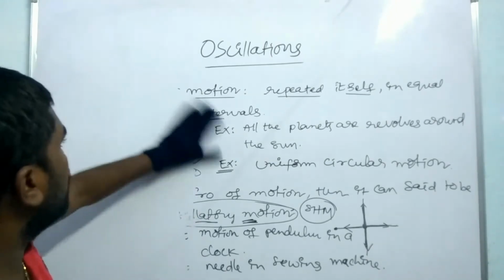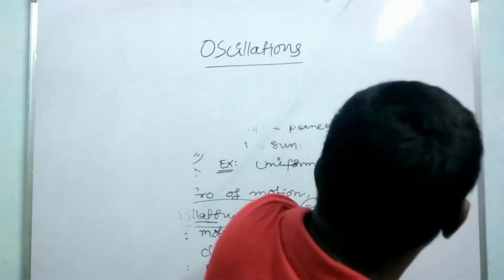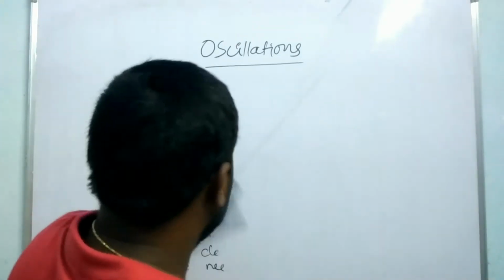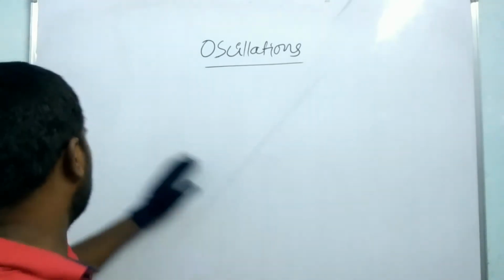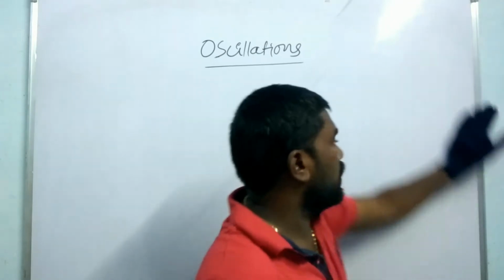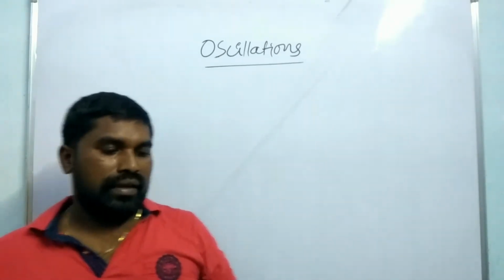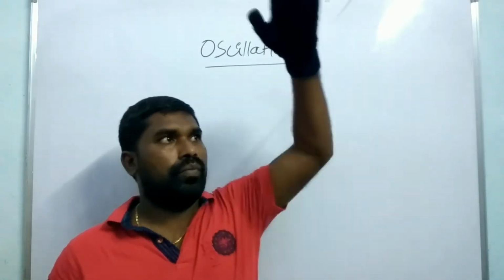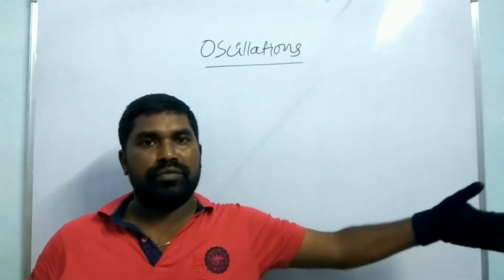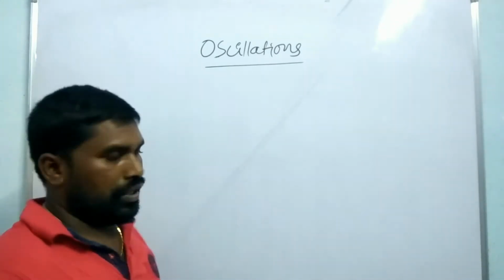A particle which repeats itself in equal intervals of time has periodic motion. Along with periodic motion, a particle can follow a to and fro motion, either left or right, up and down, or maximum to minimum. This type of motion is oscillation.